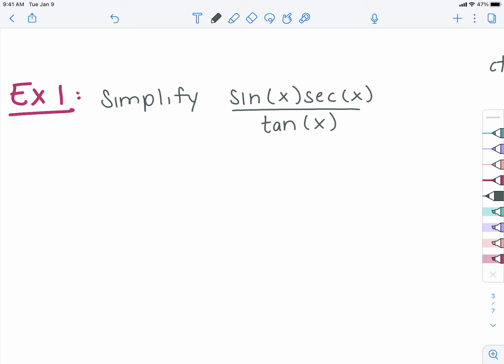So the first thing I want to change is I'm going to rewrite secant to be 1 over cosine, because we know secant is the reciprocal of cosine. So if I want to get secant to be sine or cosine, I can get it to be 1 over cosine. So I take my same problem, I take my sine of x, and instead of writing secant of x, now I'm going to write 1 over cosine of x all over tangent of x.